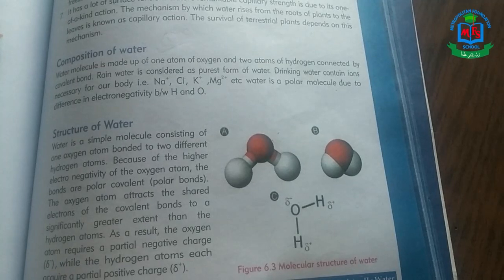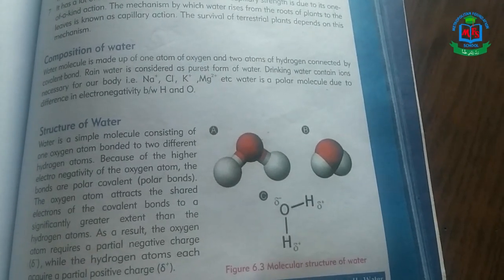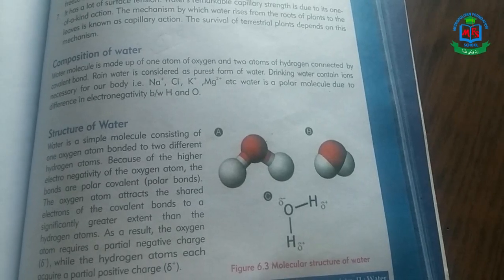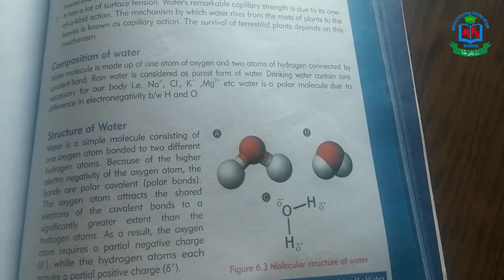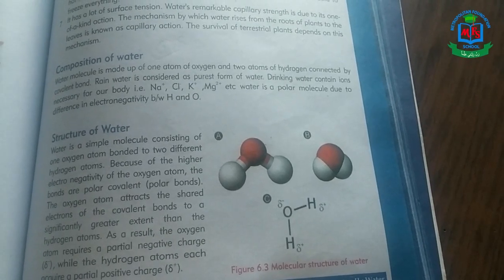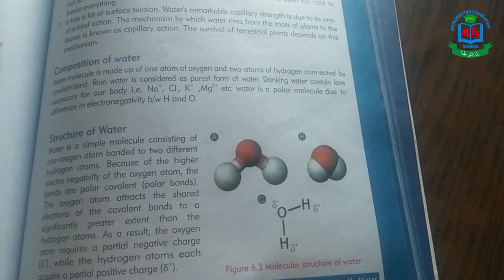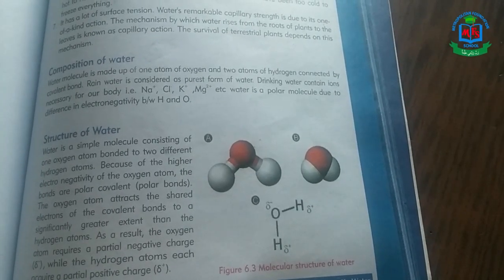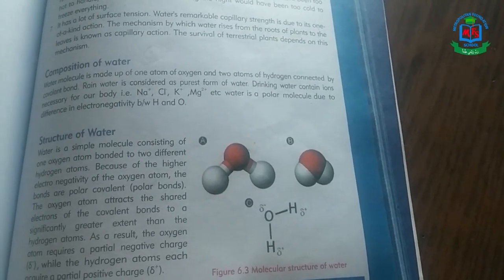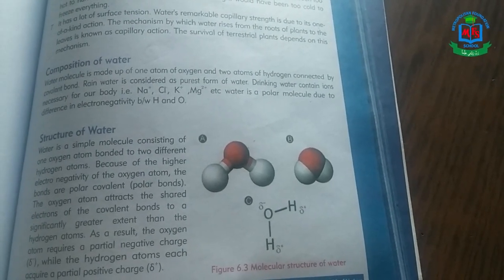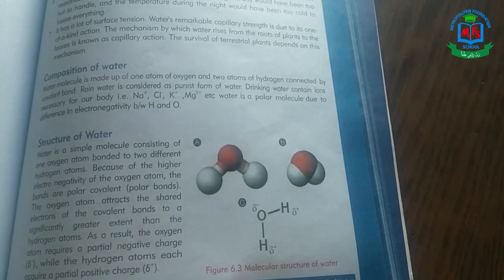If we study composition, rainwater is the purest form of water, and the other water that we use for drinking and other purposes has different ions present in it. For example, sodium, calcium, potassium, magnesium, and other ions are found in drinking water.